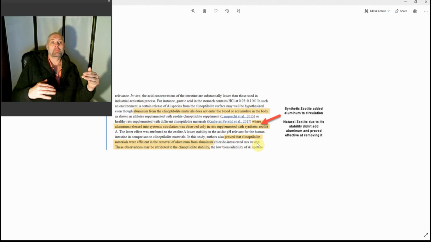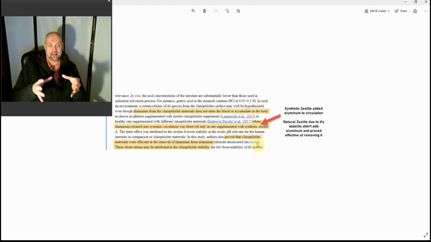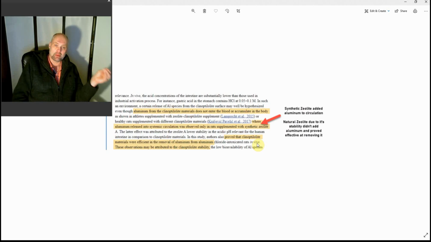And then it makes a hypothesis. So what they know for a fact is that the zeolite doesn't leave aluminium in the body, and also that it's very effective at removing aluminium from the body, and now they make a hypothesis. These observations may be attributed to the clinoptilite stability. So the natural version that's not leaving aluminium and is taking aluminium, they are attributing that to its stability as opposed to the not stable synthetic version.